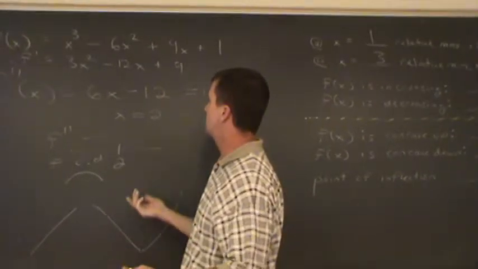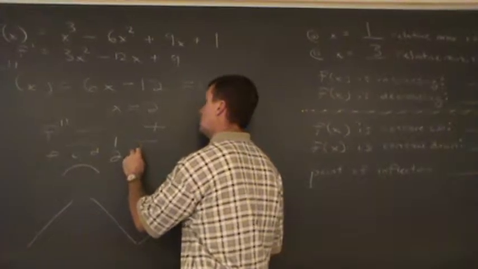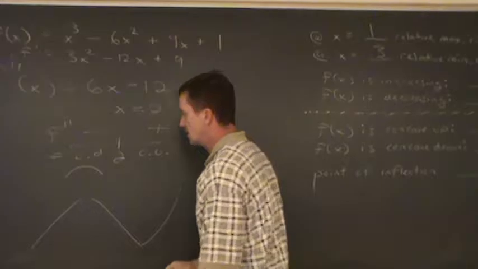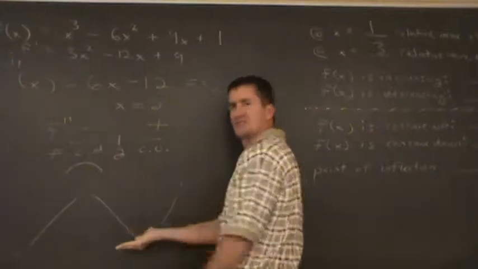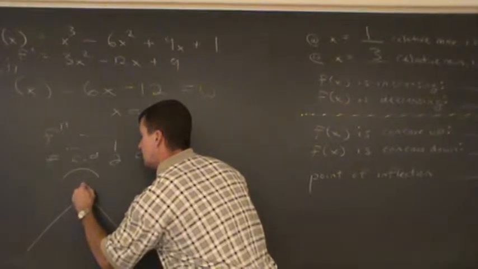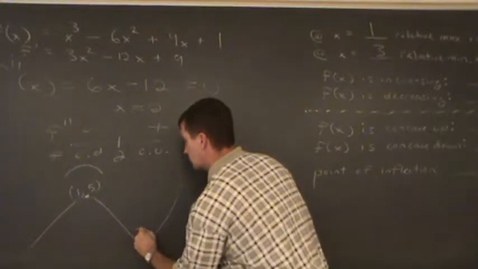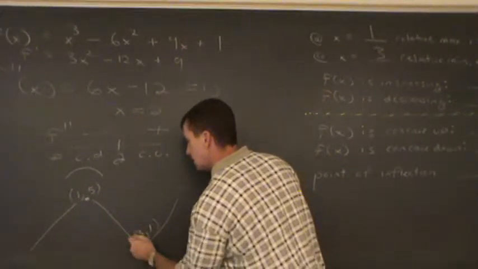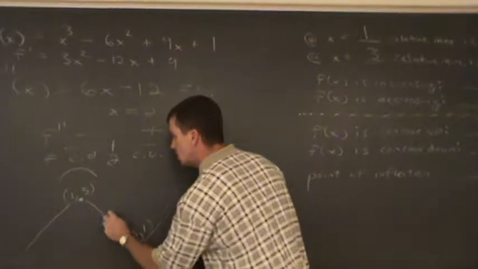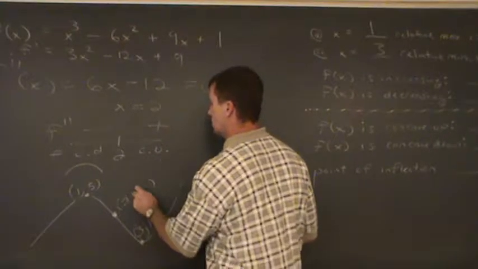A value higher than 2, how about 3? I test 3, the second derivative is positive. That means the function f will be concave up past x equal to 2. So what's going on here with this original rough sketch? I had a relative max at 1, 5, a relative min at 3, 1, and there's a point of inflection in between these at x equal to 2. And when I plug x equal to 2 into this original function, I get y equal to 4.